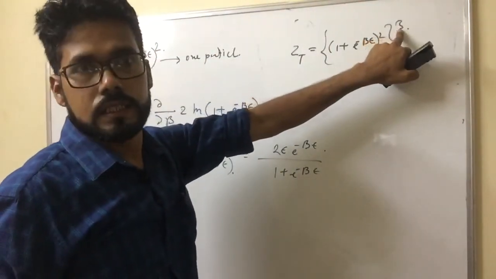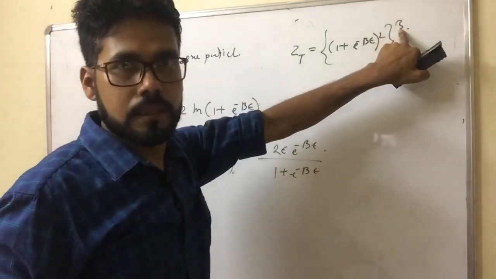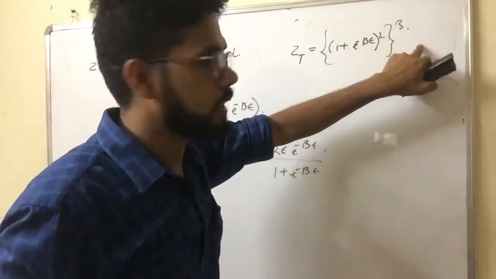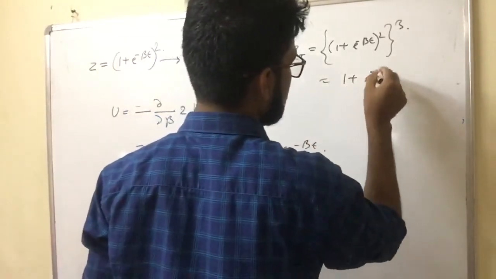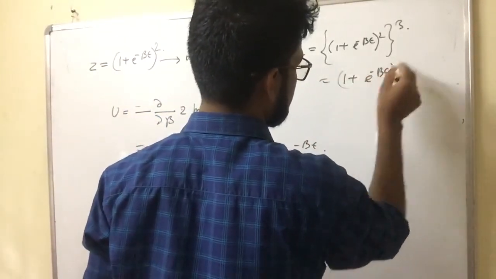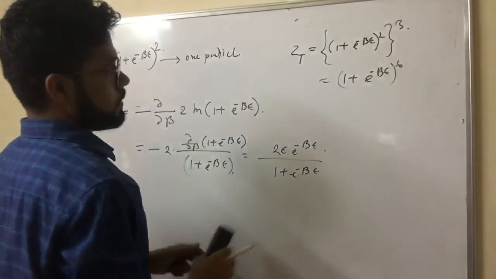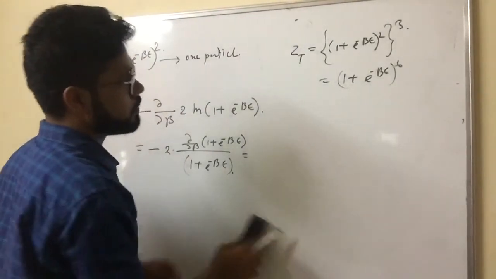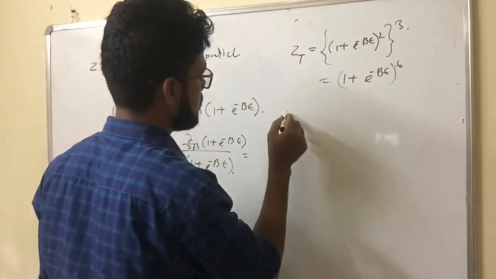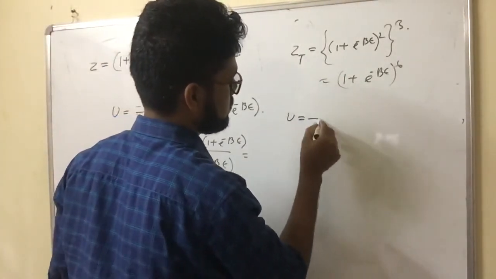Why T? This to the power N, where N is the number of particles. Here there is a T particle, that's why it is T. So it will be e to the power beta e 6. Okay, so you got this value. This is simple, and I want to calculate from here what happened here.